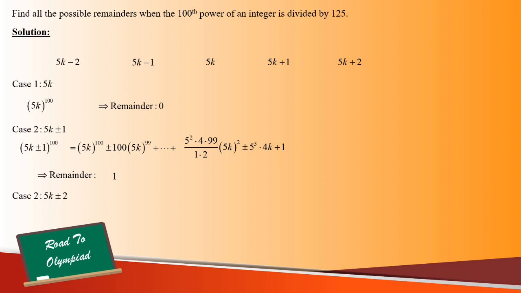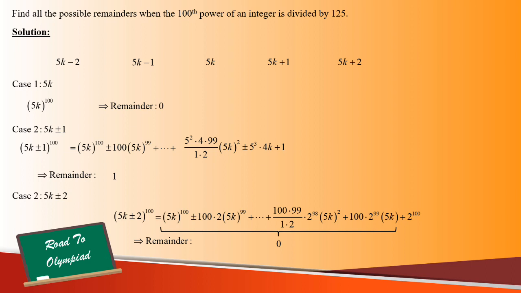If the integer is 5k plus or minus 2, then similarly the 100th power of this integer can be found by the binomial theorem, and we will get this one. By a similar argument as just now, all these are divisible by 125. So we just need to consider the remainder when 2 to the power of 100 is divided by 125.